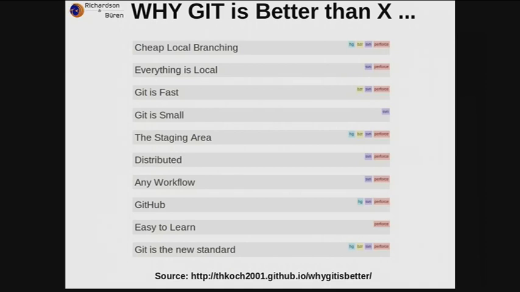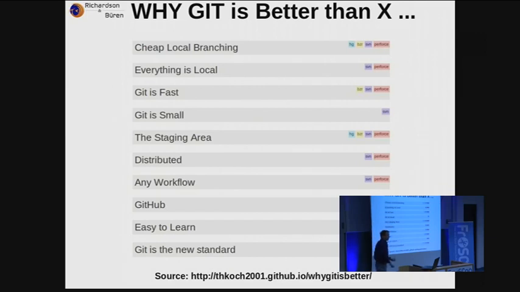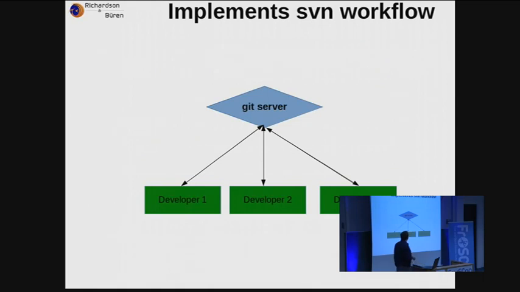And I pick one point. I pick one workflow just to give you one idea why this is better than other systems, where you can implement many workflows. You can implement a centralized server workflow like in Subversion. In Subversion, you just have one server and you have many developers who have to synchronize with the server and they have to fetch and pull from the server every time. And if the server breaks, the versioning system is not in sync anymore and the project may be delayed. So this is one workflow you can use.